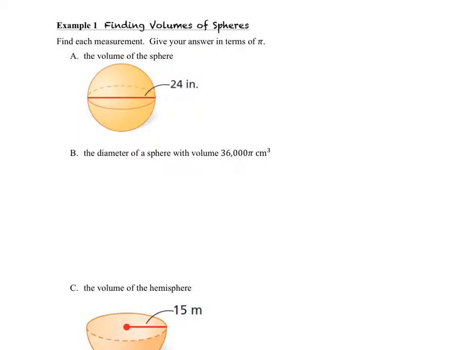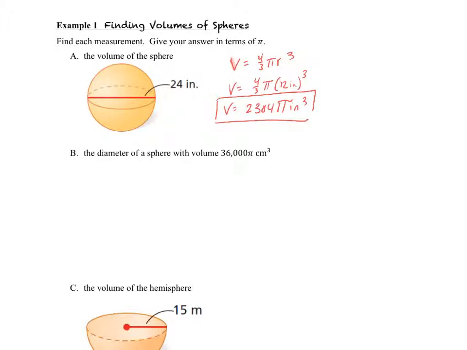Okay, so in example 1a, we have V equals 4/3 pi r cubed. That's the formula. V equals 4/3 pi times the radius would be 12, since the diameter is 24. We cut that in half, and so that's inches cubed. And so our answer is going to be 2,304 pi inches cubed.